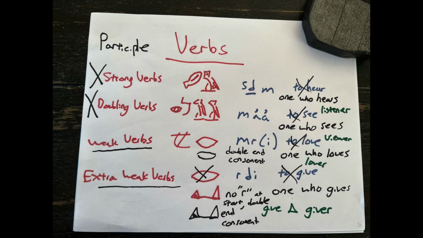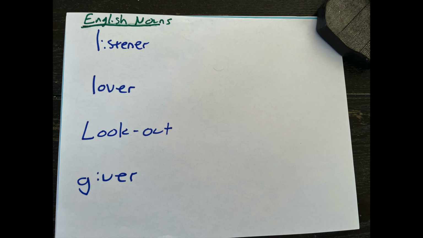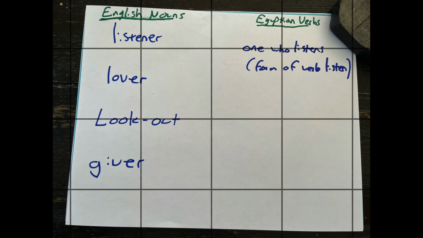So today, we're going to continue talking about participle verbs, which are a very unique type of verb because they don't exist in the English language. Well, we kind of have a version of it. So a participle is essentially a verb that is treated as a noun or an adverb. There is a relative form, which is the adverb, the participle, the noun, and the future tense, which is a noun that may happen. So a participle in English, we have words like a listener, a lover, a lookout, a giver. Well, you don't have those words in Egyptian.